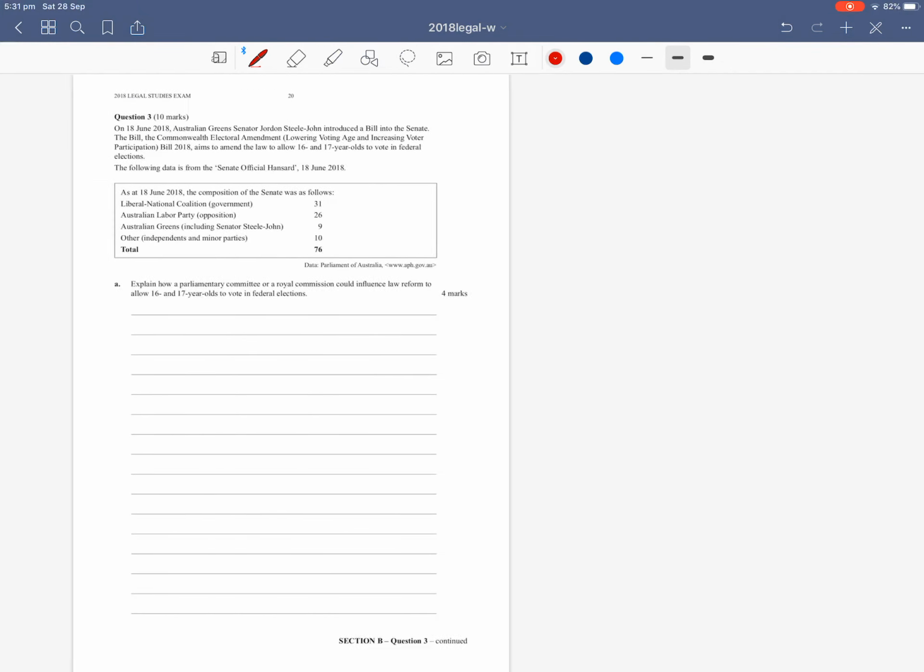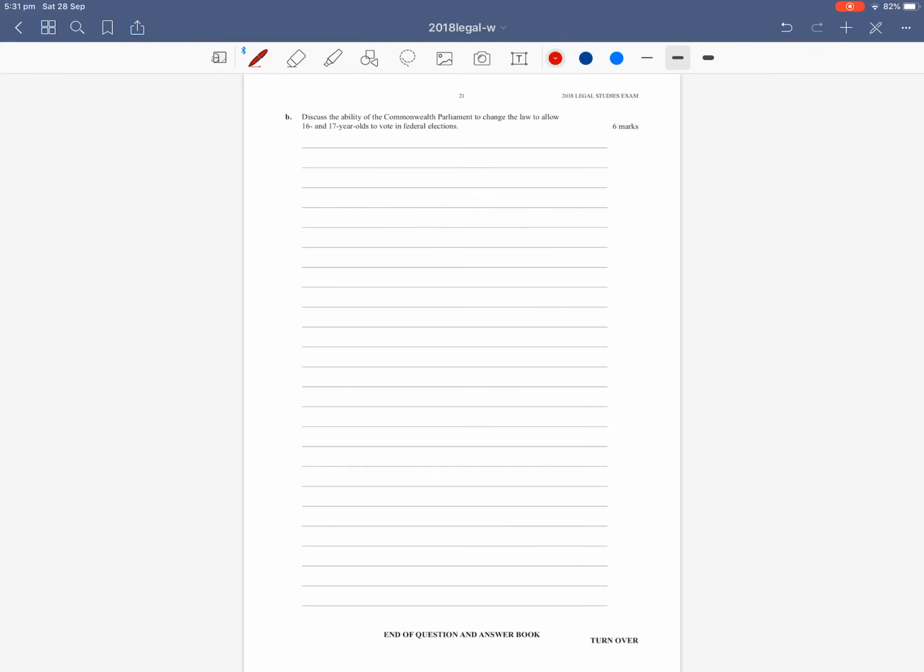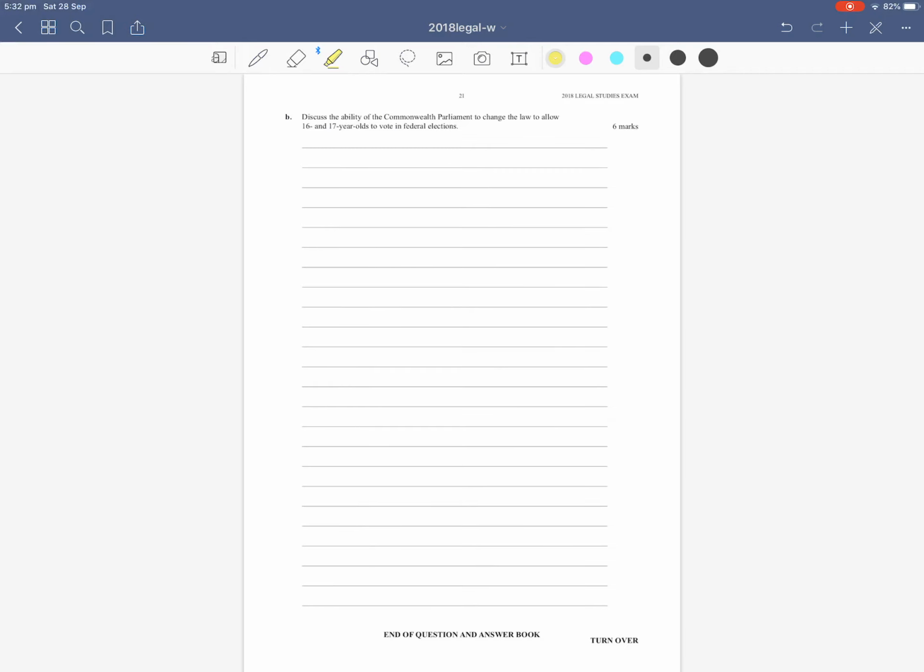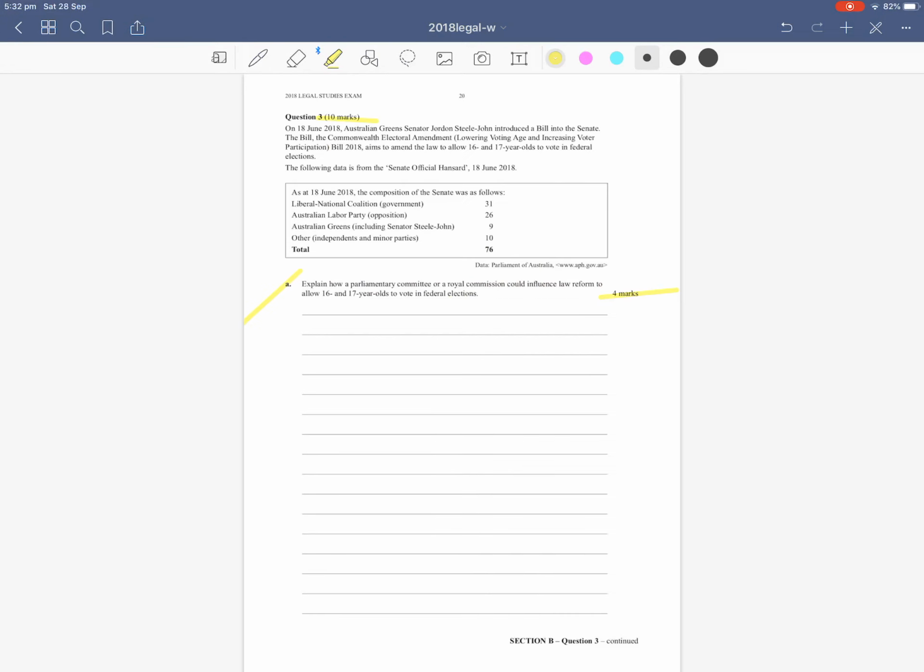Now, question 3. From memory, this is the last one. This is our last question in the paper. Right? So it's 10 marks. Whoops, it's 10 marks. Where are these 10 marks? So I've got an A that's worth 4. I've got a B that's worth 6. So let's go through this.